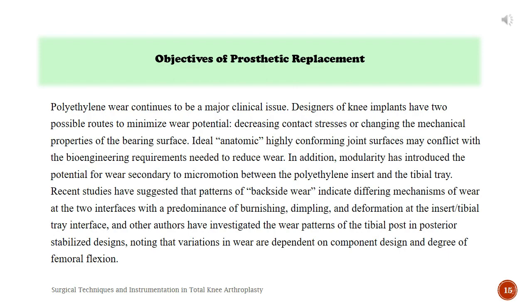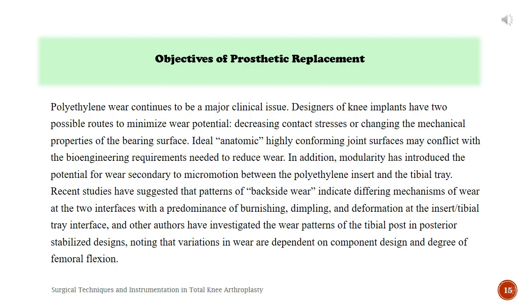Designers of knee implants have two possible routes to minimize wear potential: decreasing contact stresses or changing the mechanical properties of the bearing surface. Ideal anatomic highly conforming joint surfaces may conflict with the bioengineering requirements needed to reduce wear. In addition, modularity has introduced the potential for wear secondary to micromotion between the polyethylene insert and the tibial tray.